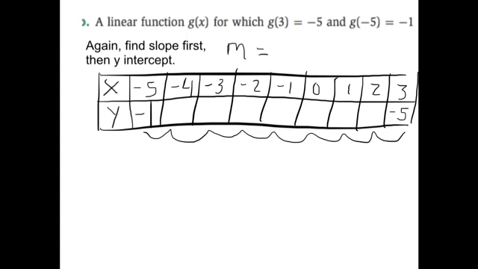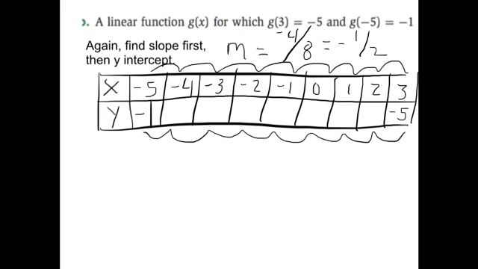The difference between -5 and +3 is 8. And the difference between -1 and -5 is -4. So the slope is going to be -4 over 8. The difference in the y values goes on top. The difference in the x values goes on the bottom. So that reduces to, I believe, negative 1/2. I'll use that as negative 0.5.